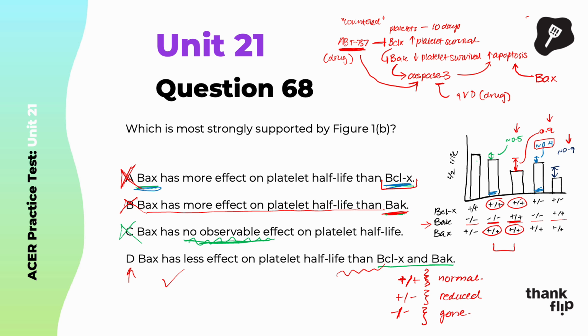Well, when we looked at 0.4, the difference, we also had a difference in BAK levels, right? And we're told in our stimulus that BCLX acts via BAK. So remember up here, BCLX acts via BAK. So if BAK is not present, you can't actually see the full effect of BCLX.